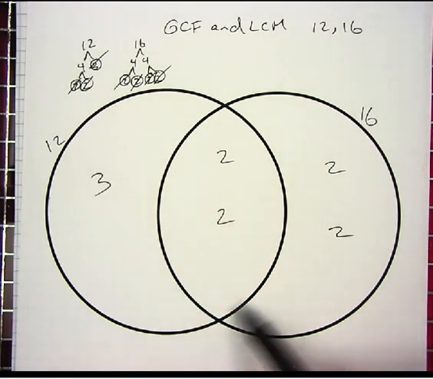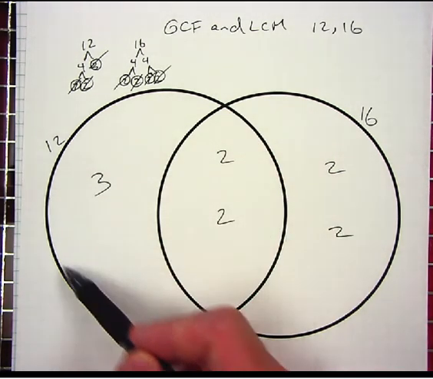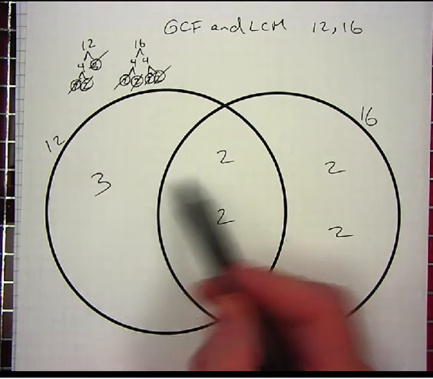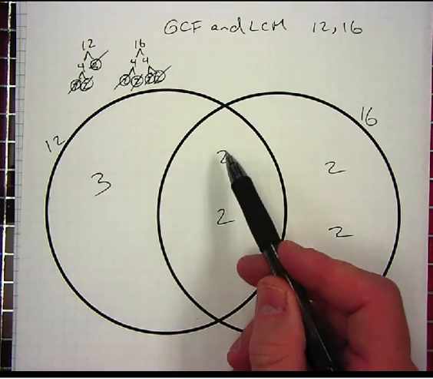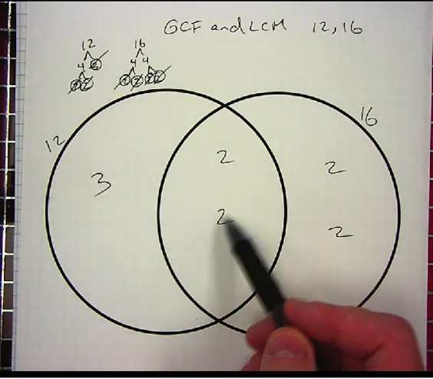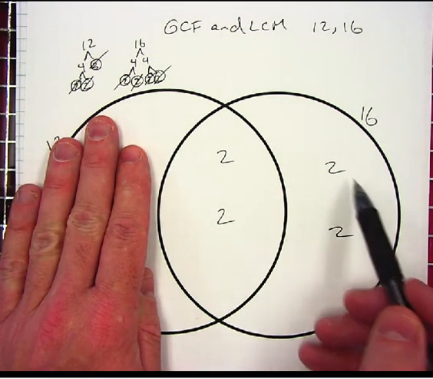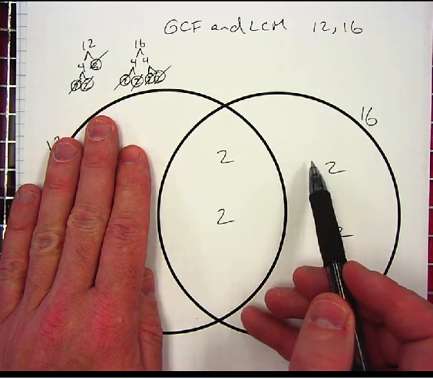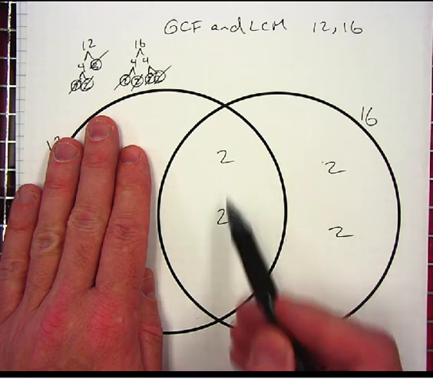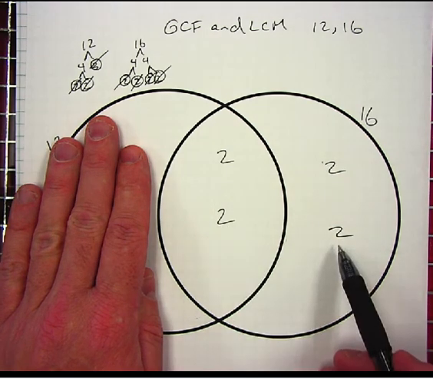This circle is 12, so I multiply all those prime factors together. 3 times 2 times 2. 3 times 2 is 6. 6 times 2 is 12, so that circle checks out. Now I just focus on this other circle. When I multiply them together, my product should be 16. 2 times 2 is 4. 4 times 2 is 8, and 8 times 2 is 16, so both circles check out.